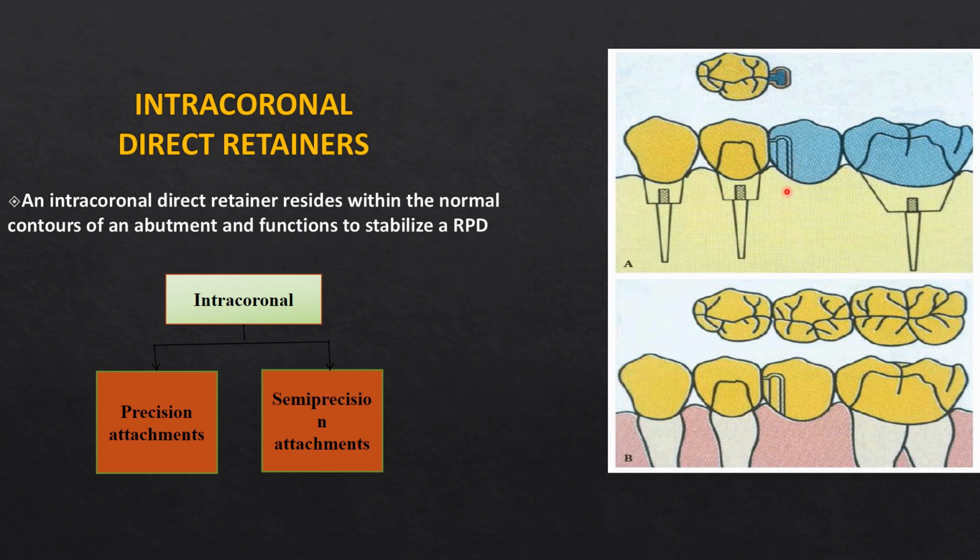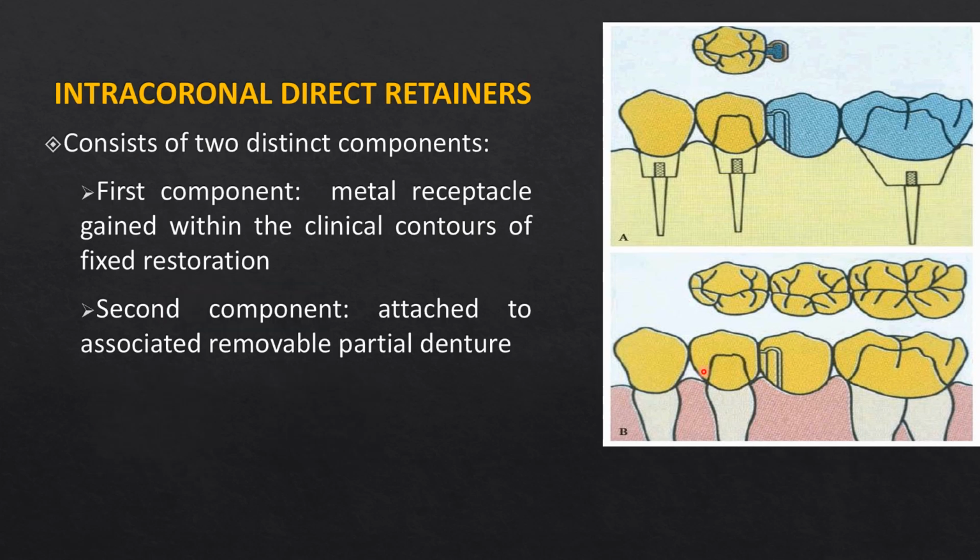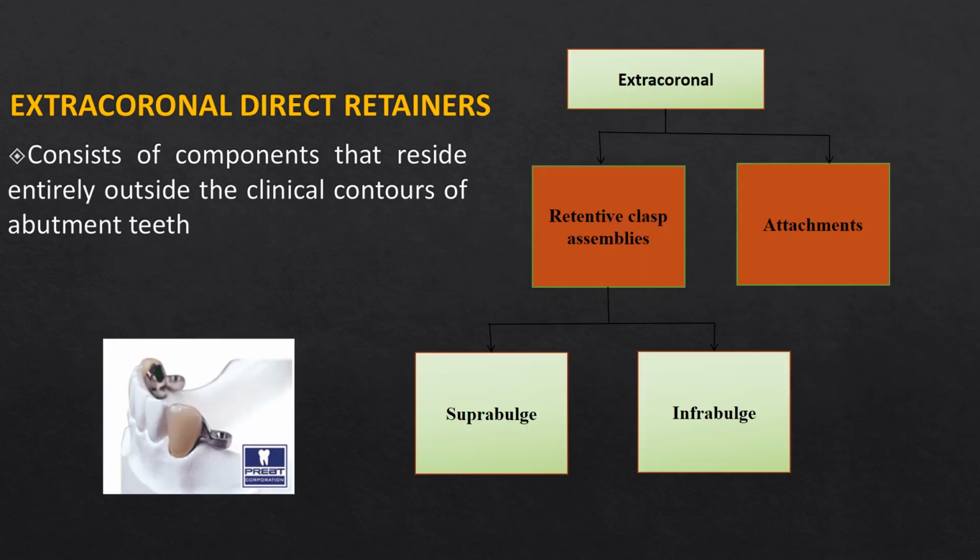These are very precisely fitting parts which are manufactured by machining titanium alloy or nickel chromium or cobalt chromium alloys. They have a very precise fit and offer excellent stability and good retention. Now, they consist of two portions: the first portion, the metal receptacle, and the second portion, which is attached to the removable partial denture, a male or female, or tenon or mortise portion. Next, coming to the extracoronal retainers.